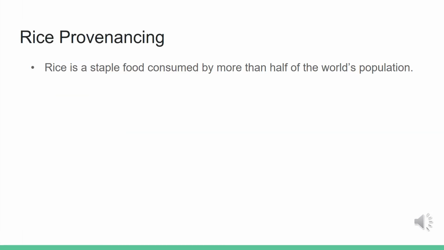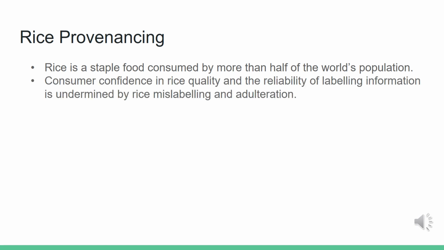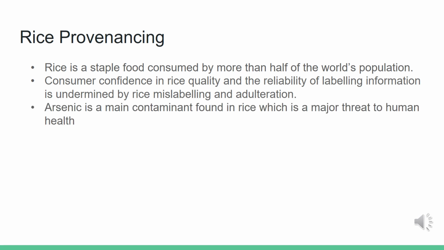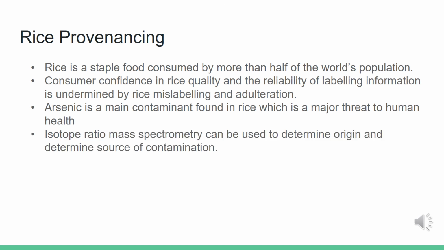Rice is a global staple food that is consumed by more than half of the world's population. Consumer confidence in rice quality and the reliability of labeling information is undermined by rice mislabeling and adulteration. Because of the way rice is grown, it can harbor arsenic, which is a major threat to human health. By using isotope ratio mass spectrometry, previous studies have been able to determine the geographical origin of rice samples and also determine the source of rice contamination.